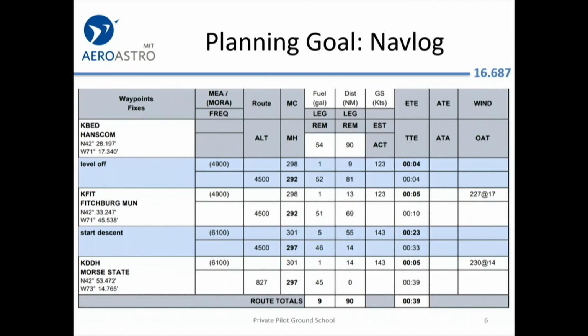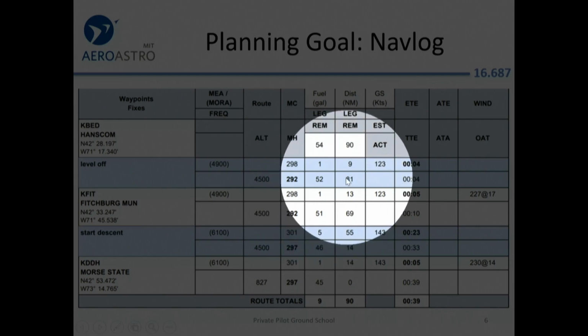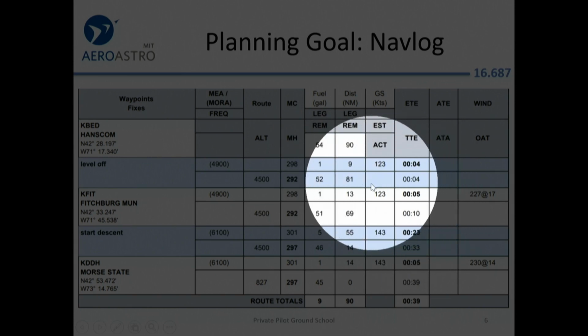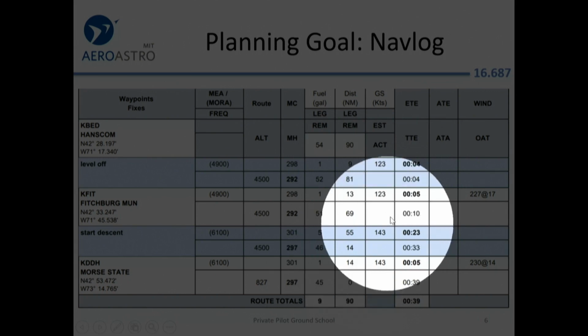So you're going to say, okay, I'm going to depart Hanscom Field up there at the top, and it looks like it's going to take me 9 nautical miles and about 4 minutes before I reach my cruising altitude. Then after that, it's going to take me 5 minutes to reach Fitchburg Airport, which is, airports are great landmarks. They're very easy to see, and they have distinctive shapes.